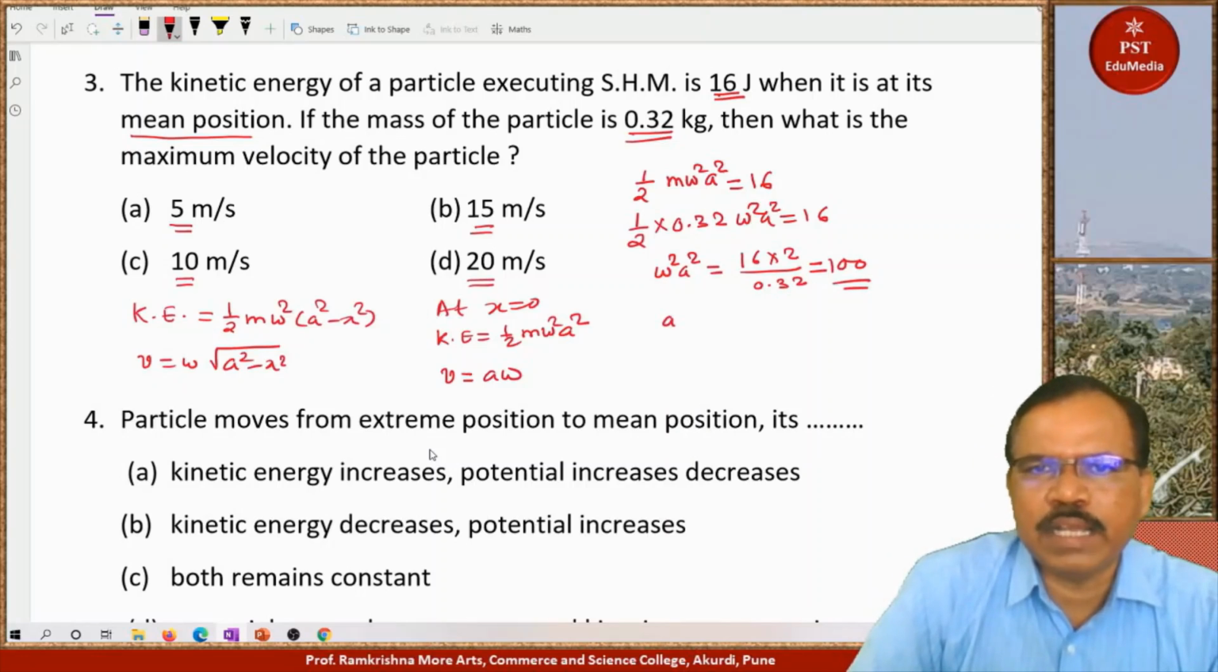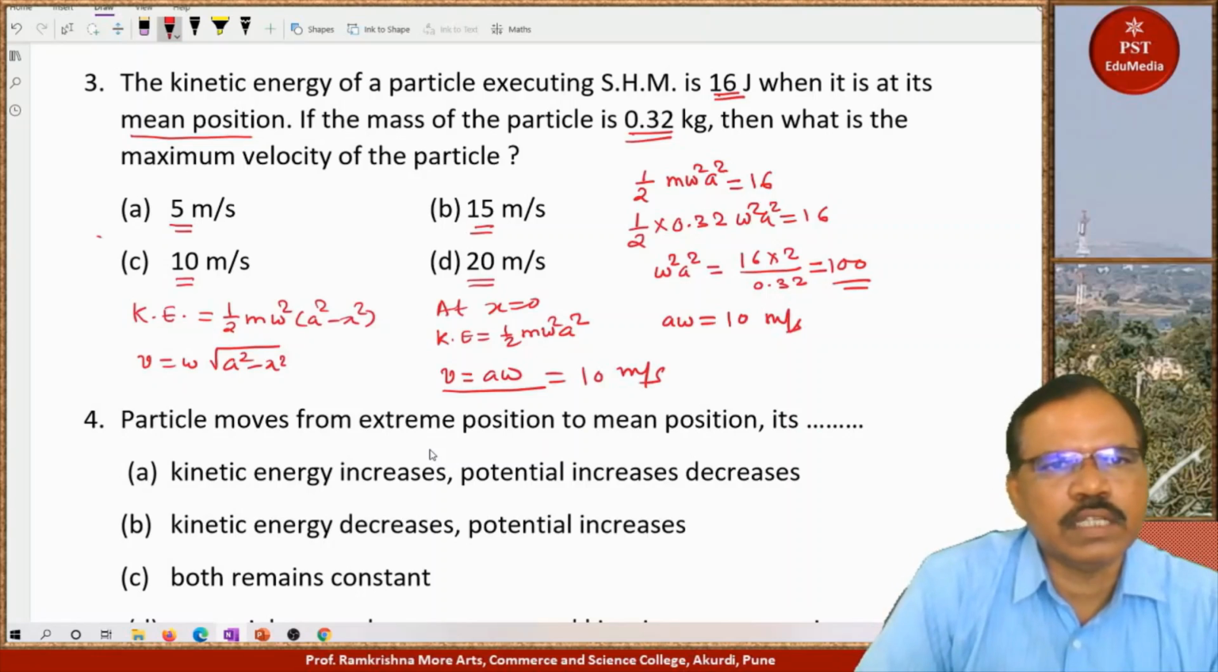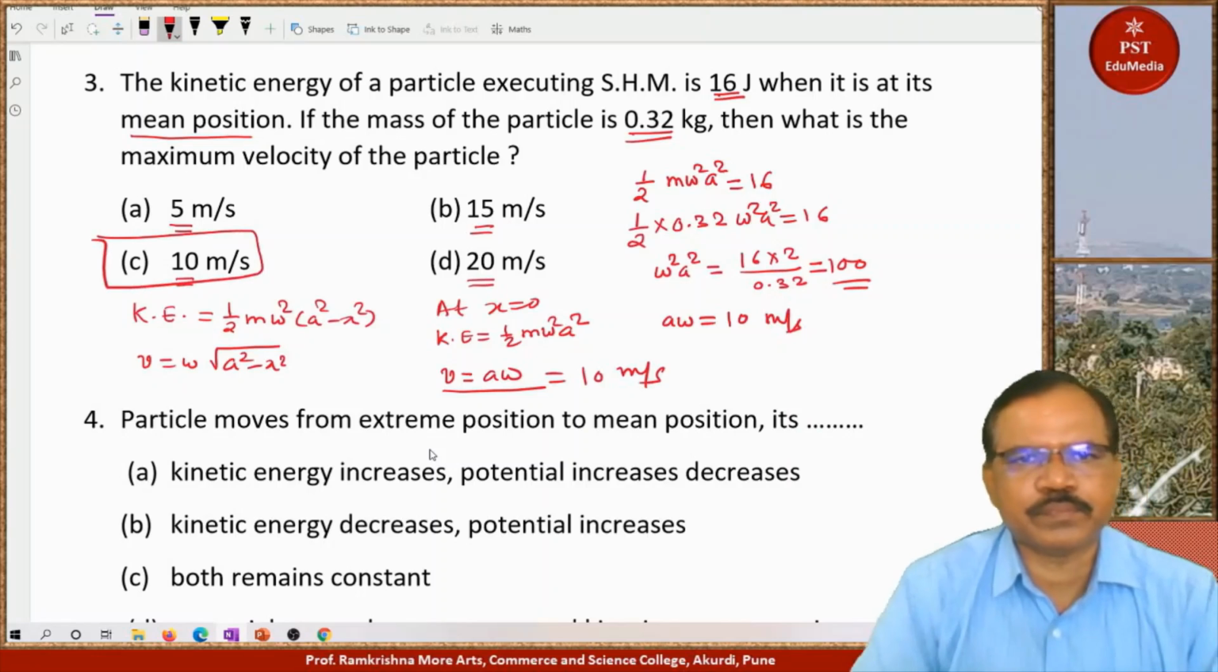So what is a omega? A omega we will get 10. So it is 10 meter per second. So velocity is a omega, so it is 10 meter per second. So here the third one is correct.